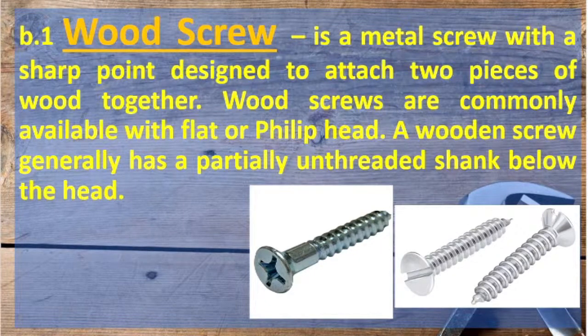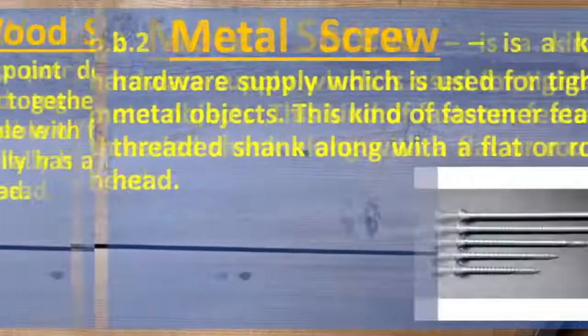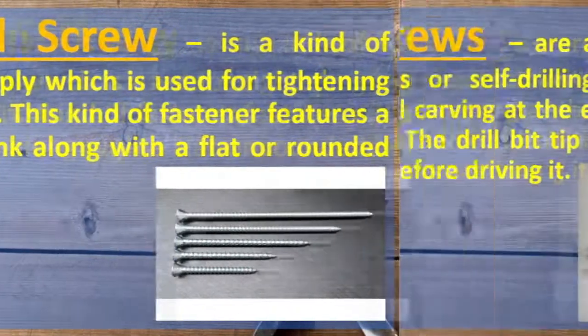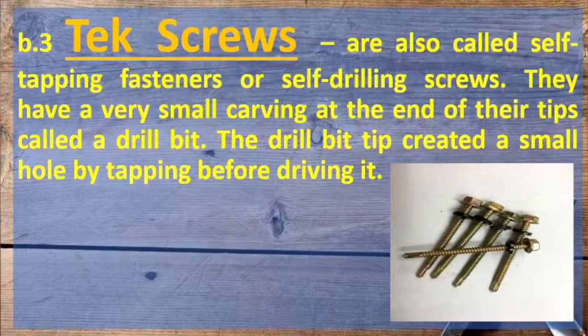Wood screws are commonly available with flat or Phillips head. A wood screw generally has a partially unthreaded shank below the head. Metal screw is a kind of hardware supply which is used for tightening metal objects. This kind of fastener features a threaded shank along with a flat or rounded head. Tech screws are also called self-tapping fasteners or self-drilling screws.